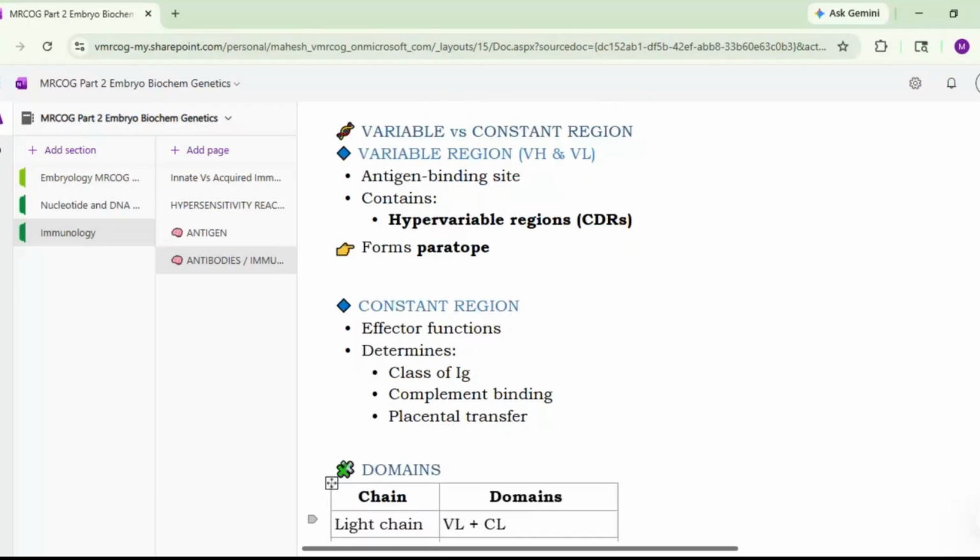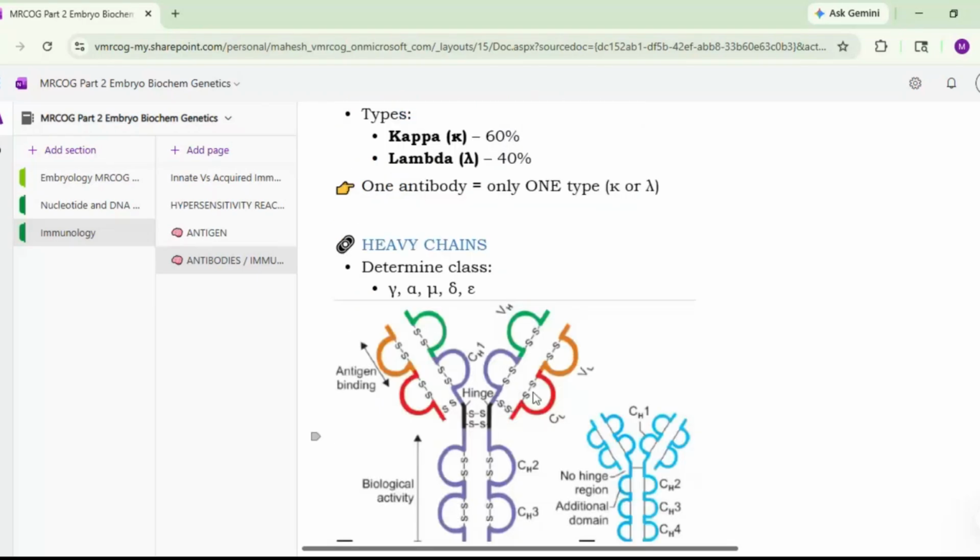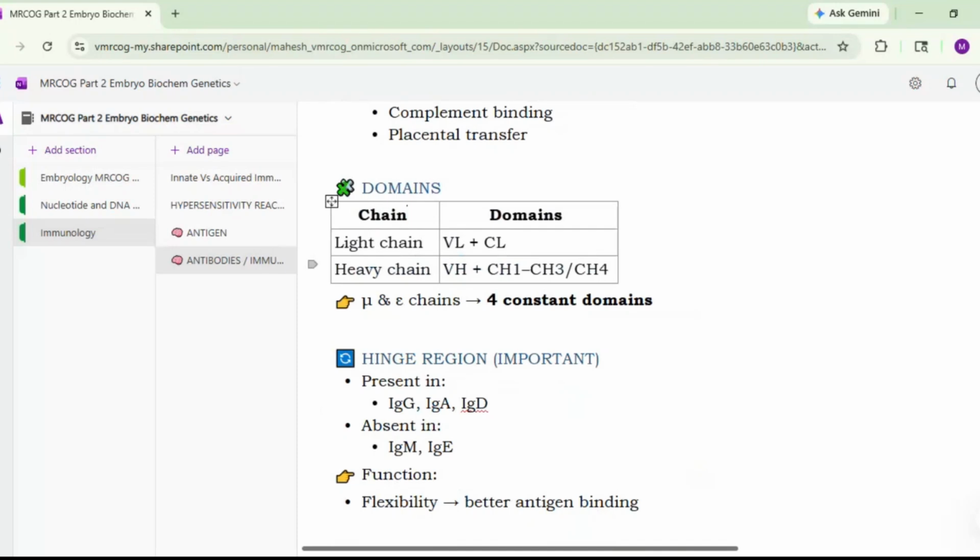Okay, then what are the domains? You have light chain and the heavy chain. Light chain will have variable light and the constant light portion. While heavy chain will have variable heavy part plus there will be CH1, CH2 and CH3, or there may be CH1, CH2, CH3, CH4. So in heavy chain there may be little variation. Mu and epsilon will have four constant domains, that is CH1, CH2, CH3 and CH4.